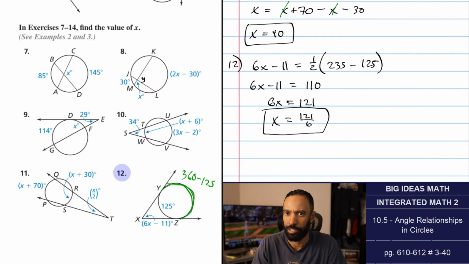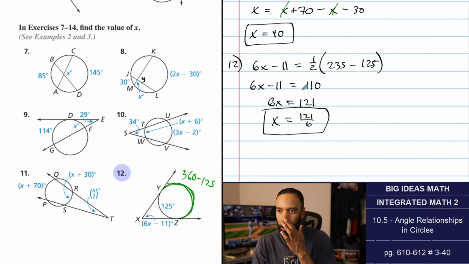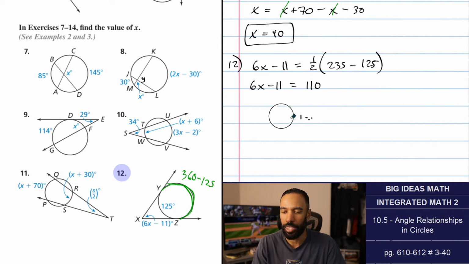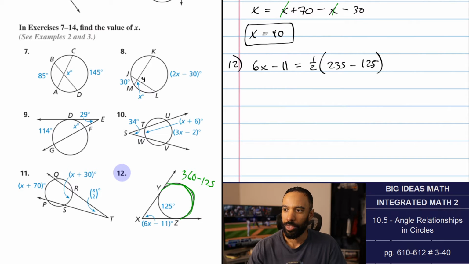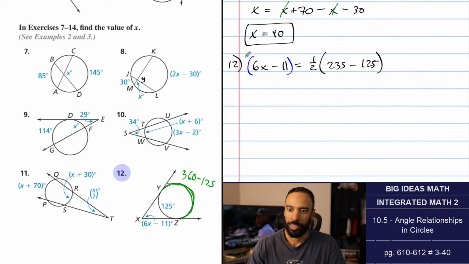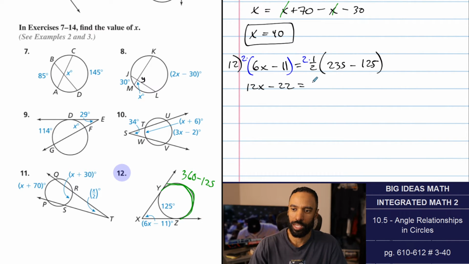Half the difference of that minus that. 235 minus 125. Oh, I didn't double this. I'm sorry. We have to double this. Let's do that again. I doubled nothing. I just said 6x minus 11 is 110. I have to double this side. I'm so sorry about this. Times 2 and times 2. Okay. 12x minus 22 equals 110.